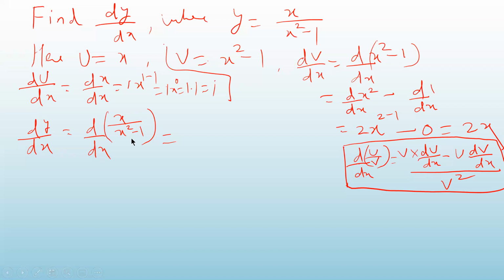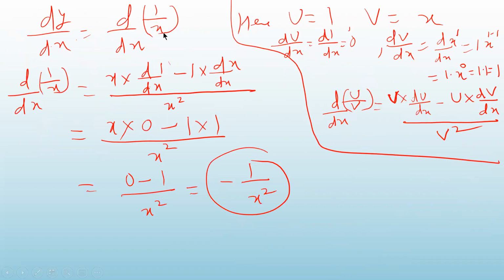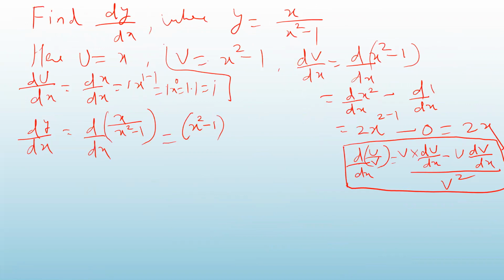Now look here, one thing which is to be taken care of. V contains two terms, x square minus 1. So I'll always put that in the bracket. It is very important. See, in the previous problem, v was only one term, v was only x square, so we have not put the bracket. Similarly, in this problem also v was only x, so we have not put the bracket. But once it contains more than one term, always use the bracket. So what is v? V is x square minus 1, so I've used the bracket here.